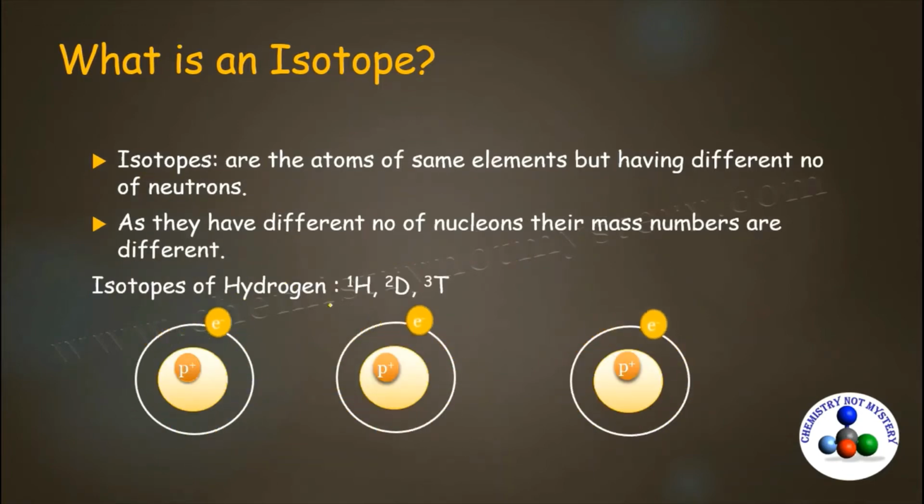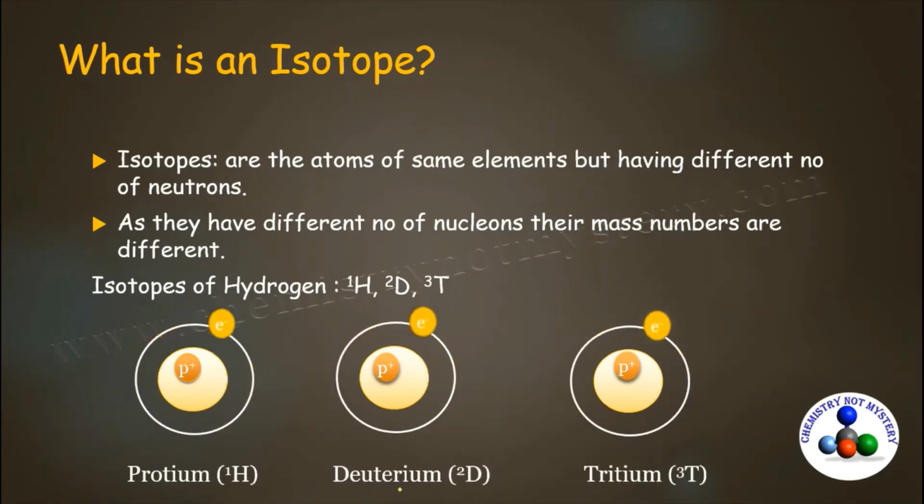For example, hydrogen has 3 isotopes. One is protium, second is deuterium, and third one is tritium. All isotopes have the same number of protons and the same number of electrons, but they have different numbers of neutrons. Protium doesn't contain any neutron. Deuterium contains 1 neutron. That's why its mass number is 2. While tritium contains 2 neutrons. That's why its mass number is 3, which is equal to the number of nucleons.